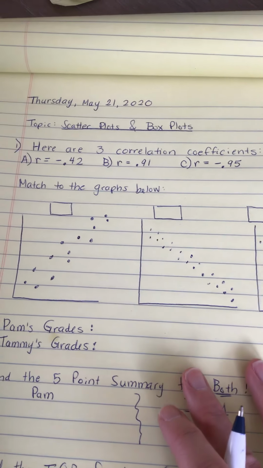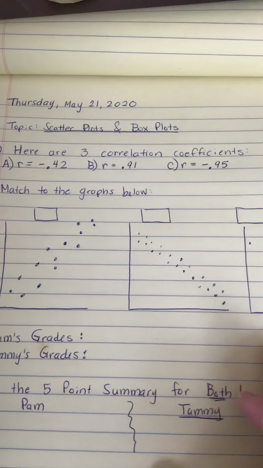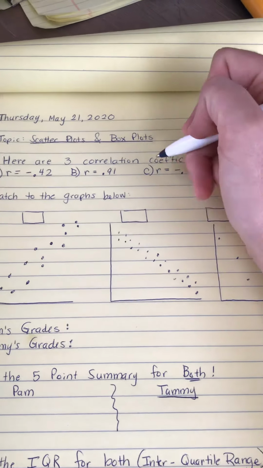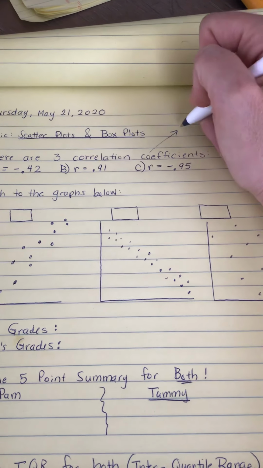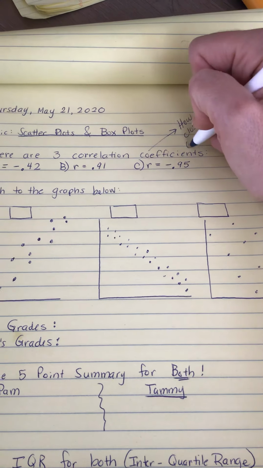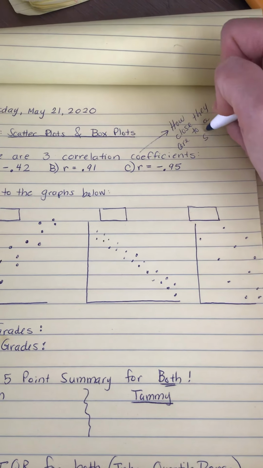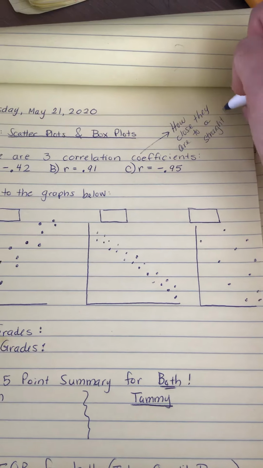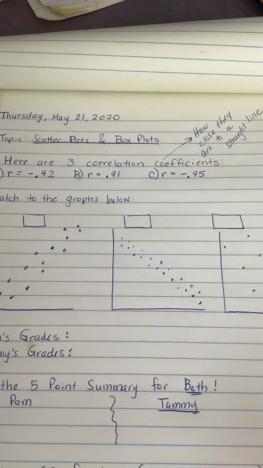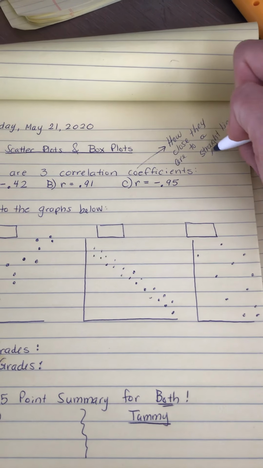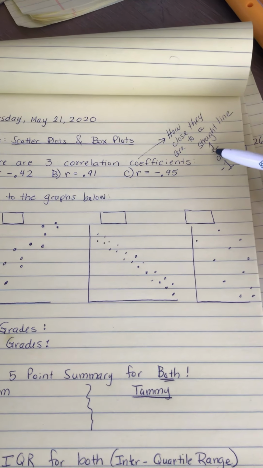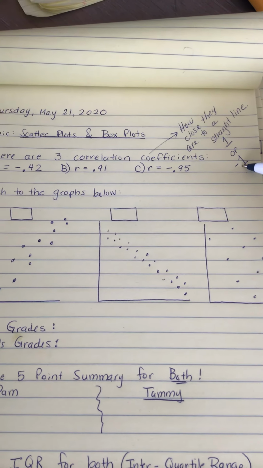All right, so now you're going to match. So here's three correlation coefficients. What do they mean? They mean how close they are to a straight line, because we're doing linear ones. If we were doing quadratic, then it would be how close they are to a parabola. A straight line is 1 or -1. That's a perfectly straight positive line. That's a perfectly straight negative line.